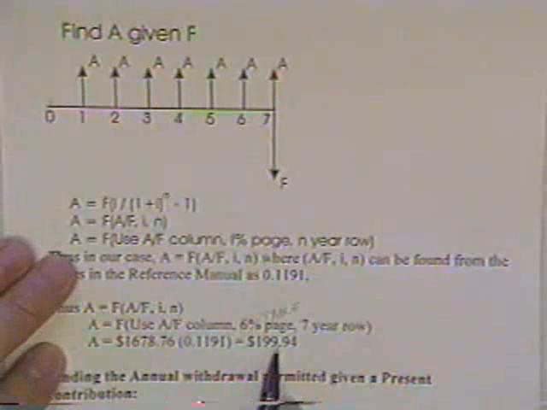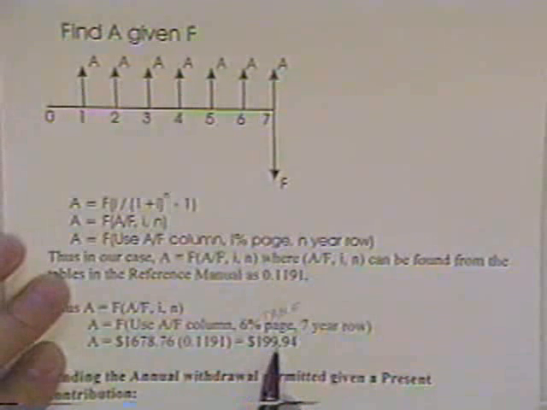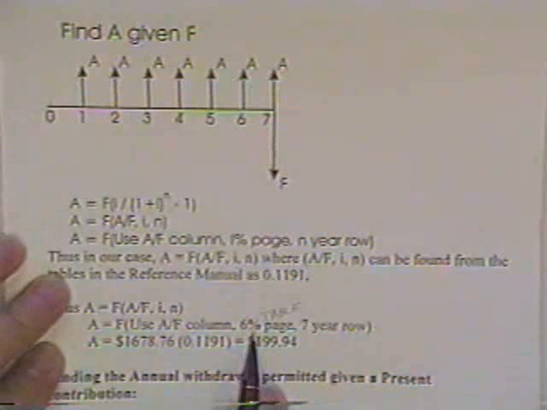$199.94 each year would have to be invested, if they're going to give you 6% compounded annually each year.